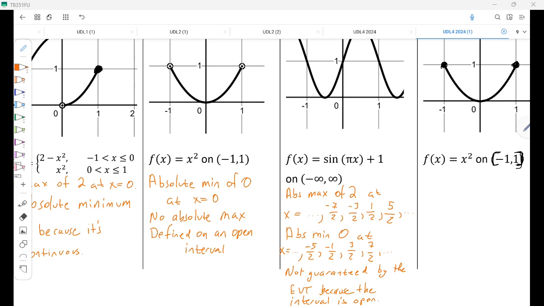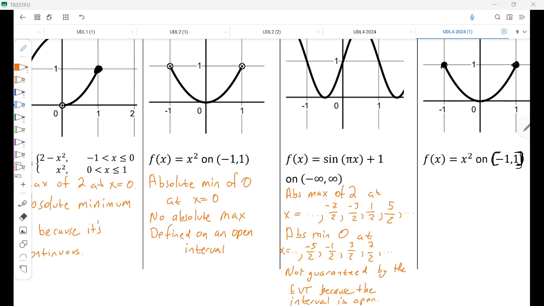So, if in our notation we closed the parentheses on the infinities, that would be an example of the EVT not working. That's just another insight into why we use open parentheses with infinities, because it would break what we're saying here with the EVT.